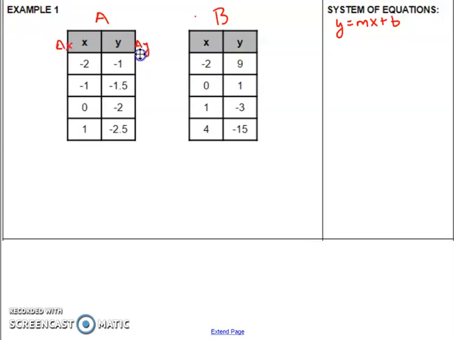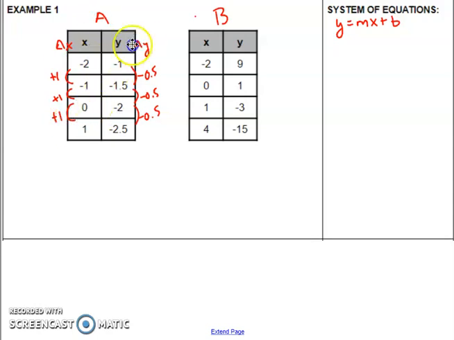our changes. So I have my changes in y. From -1 to -1.5, we're subtracting 0.5. We're subtracting 0.5, so that works again here. That works again here, right? Okay, cool. Now we look at how x is changing. -2 to -1 is adding 1. -1 to 0, add 1. 0 to 1, add 1.